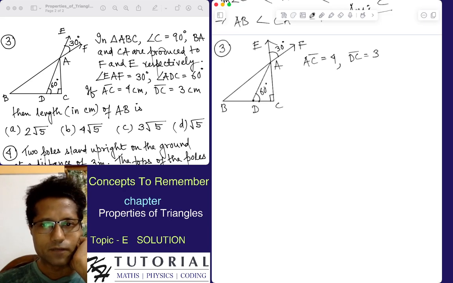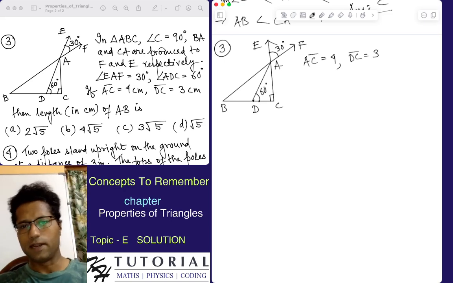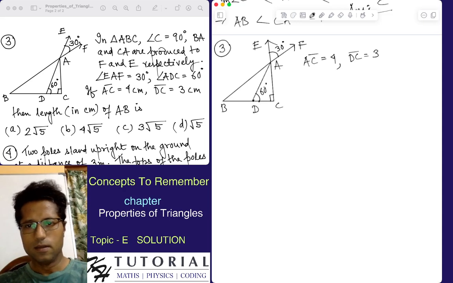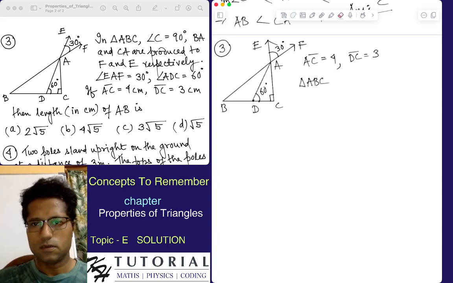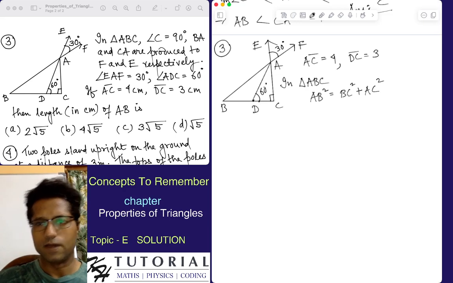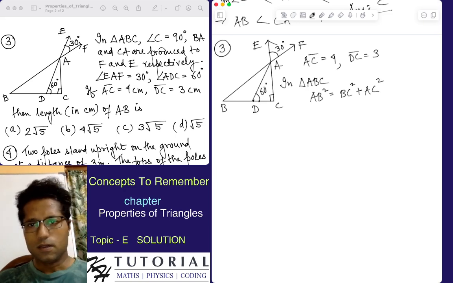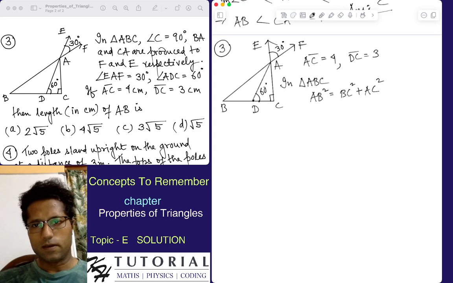Now, we can find AB since ABC is a right angled triangle, also triangle ADC is also right angled. So in triangle ABC, since it is a right angle triangle, we will have AB square equals BC square plus AC square. We will have this. Now, okay, what do we have?